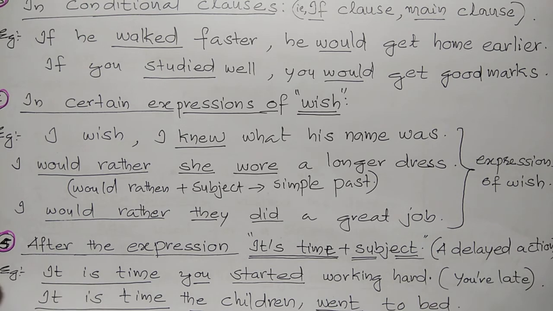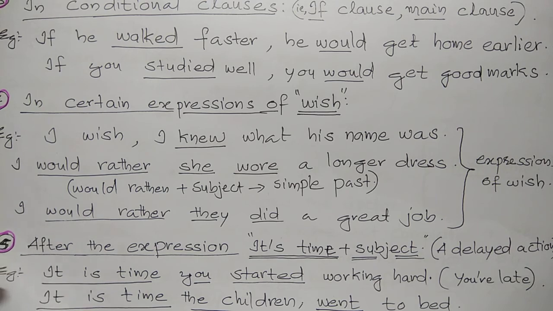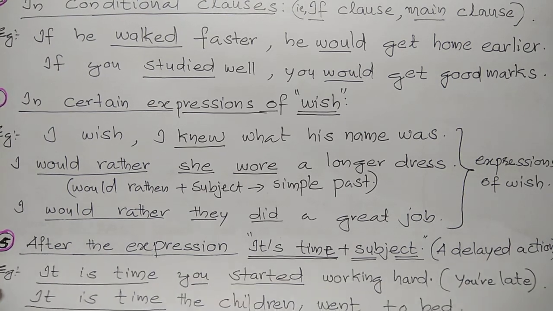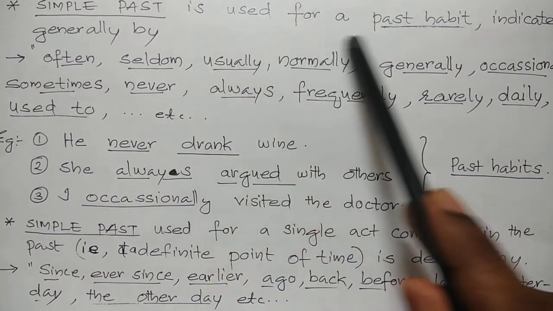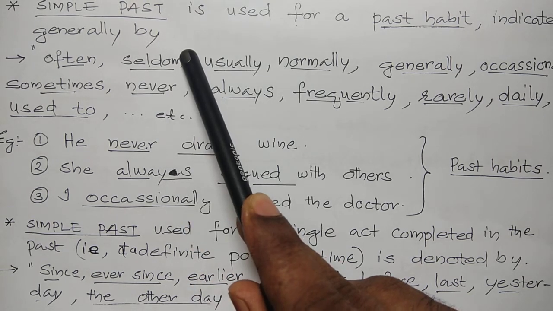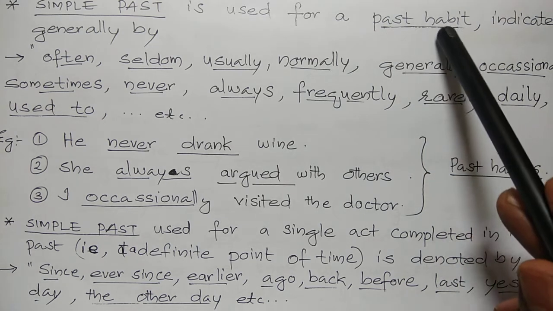So this will be clear. We have a model questions at the end. So there you will get it clear. Simple past is used for a past habit indicated generally by. So we have seen simple past is used for past habits.